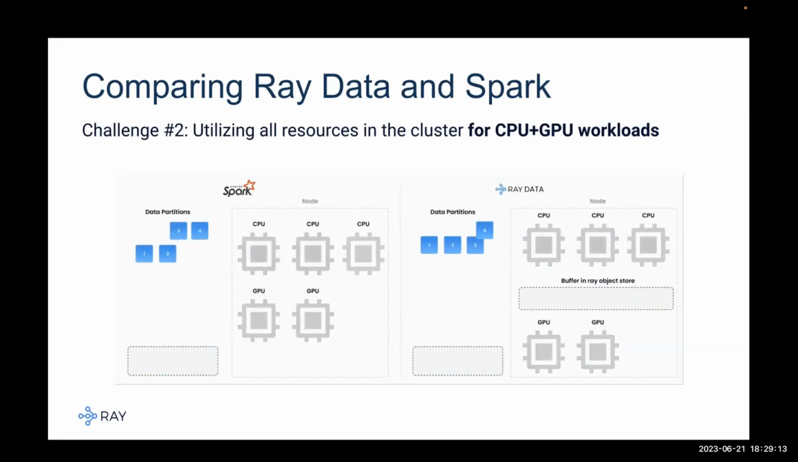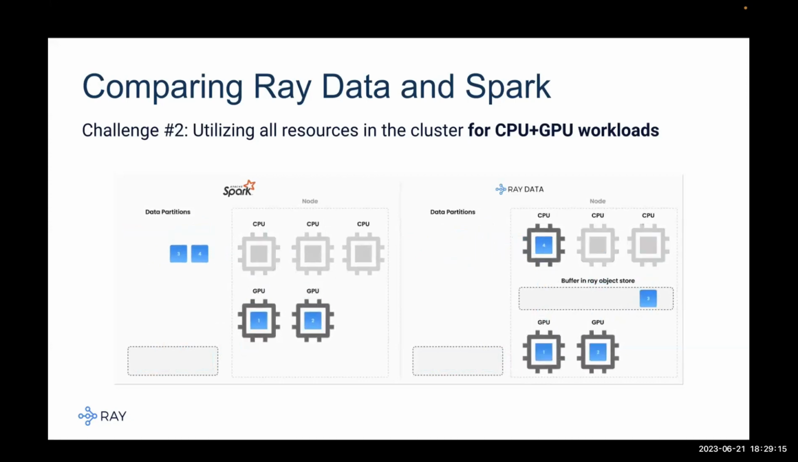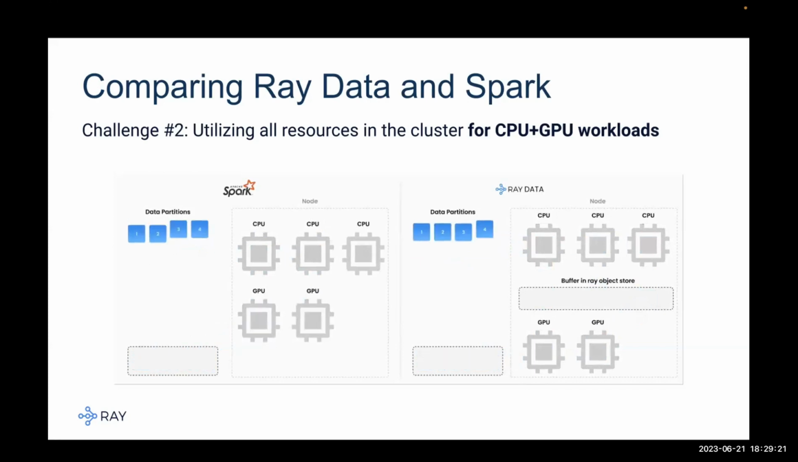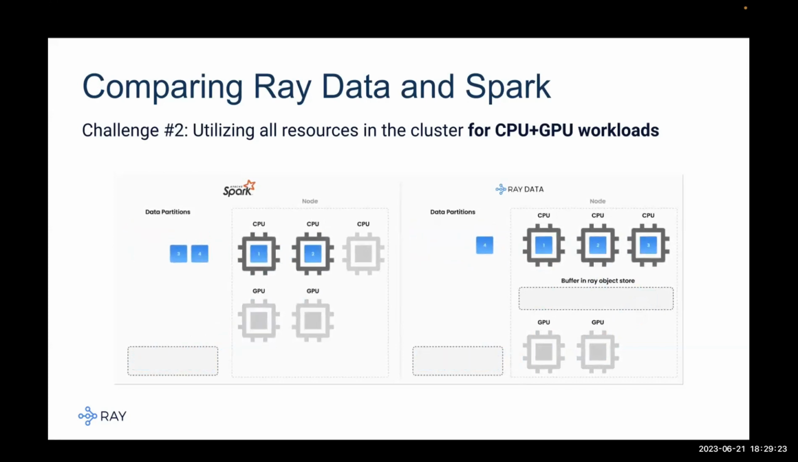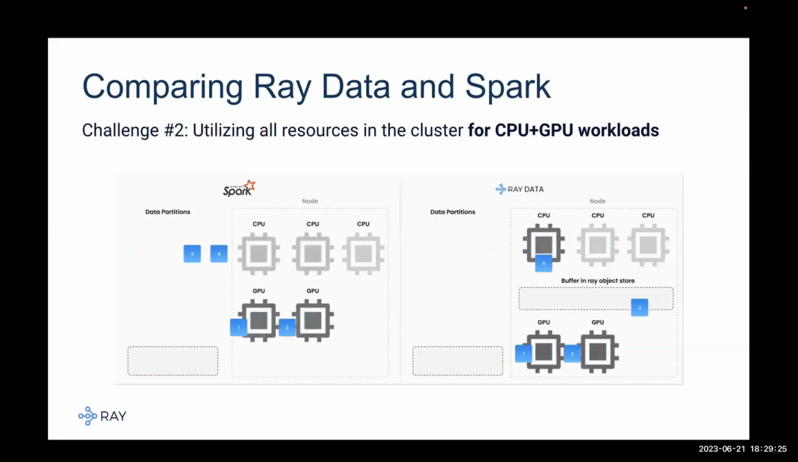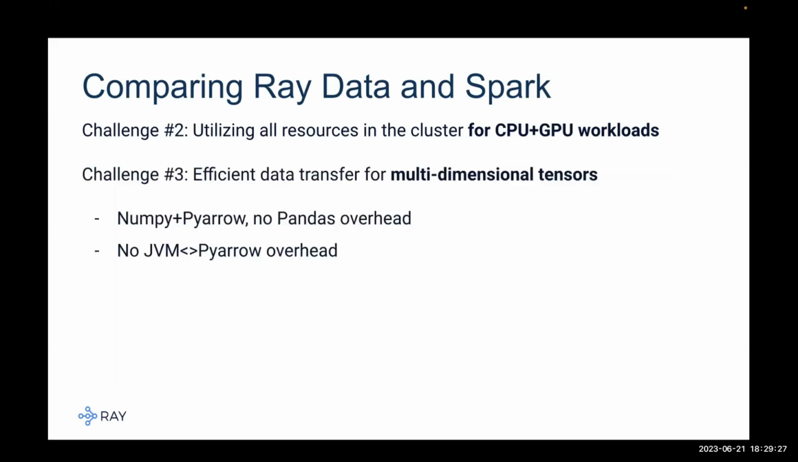And this is the primary reason why we're seeing such a big performance difference between Ray datasets and Spark: the ability to support the streaming execution model, and also the ability to scale your CPU and GPU stages independently. I think some other differences here, as we talked about for challenge number 3, is that we want efficient data transfer.